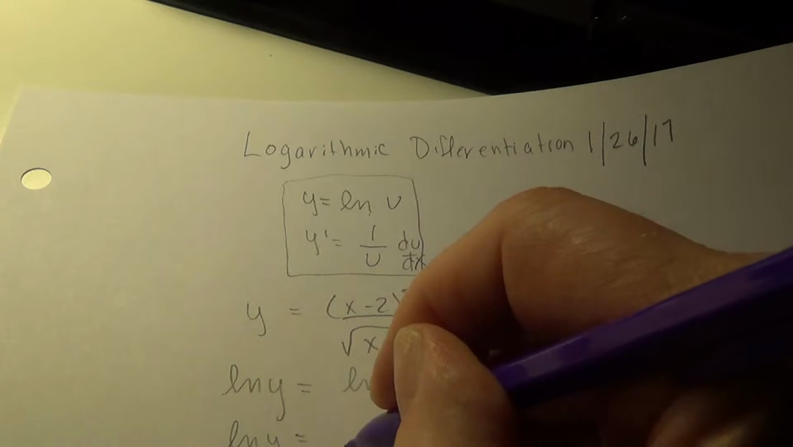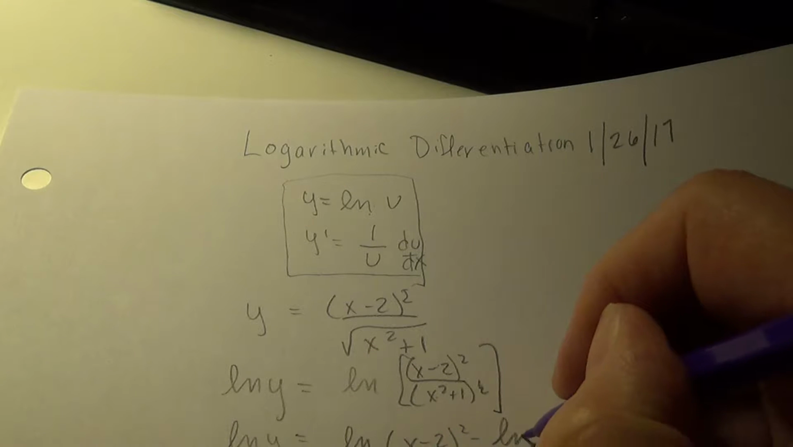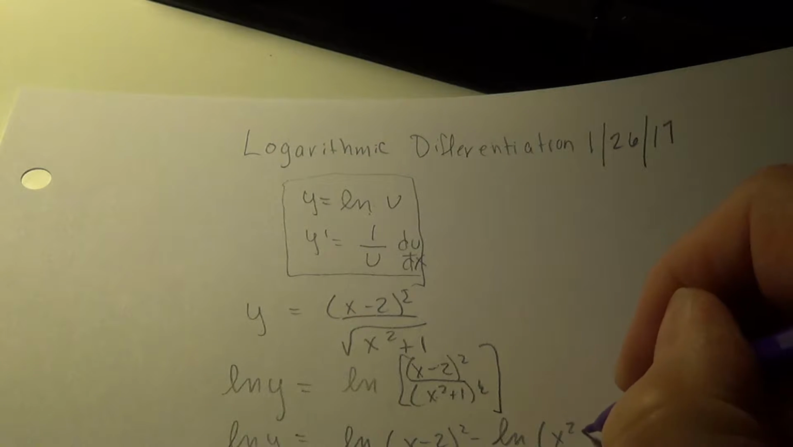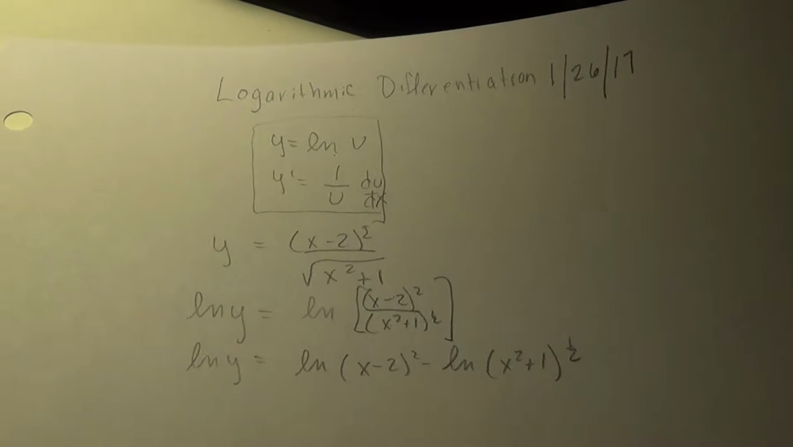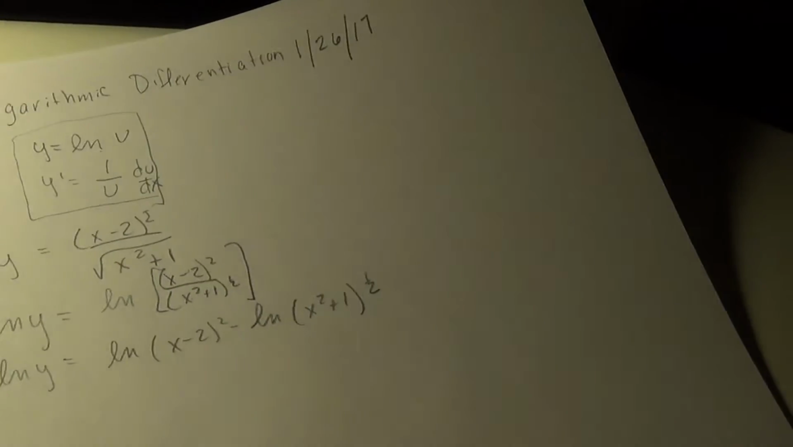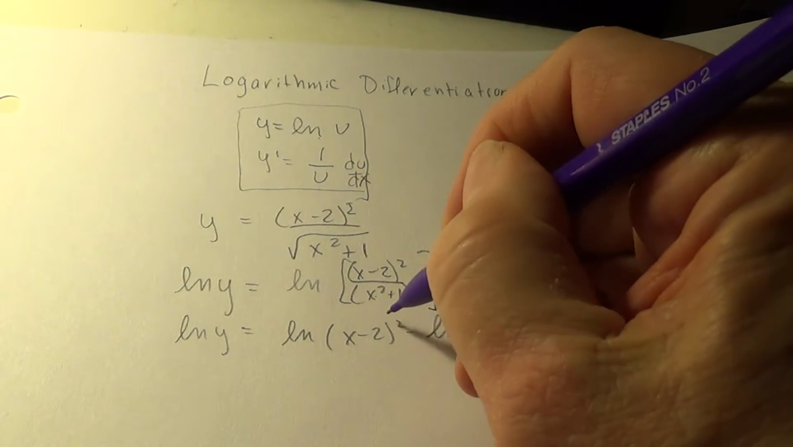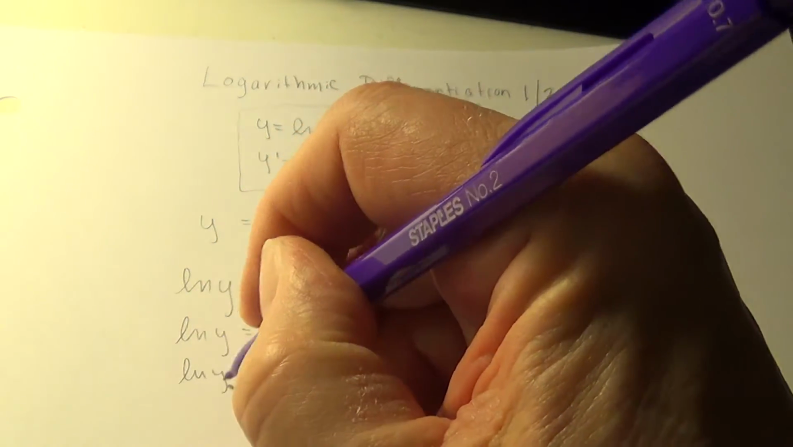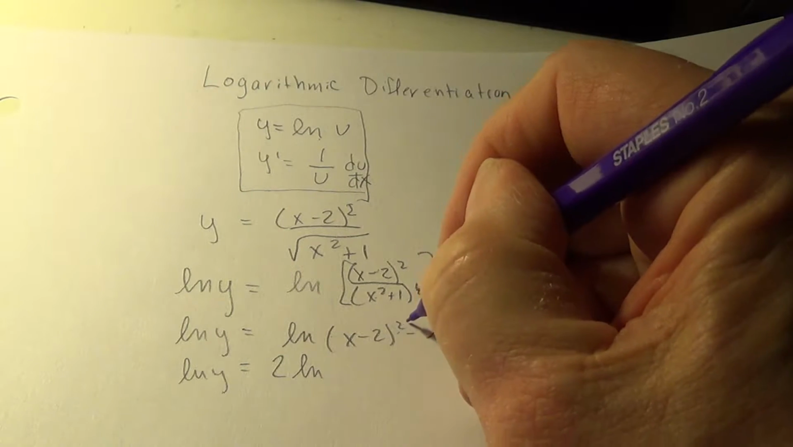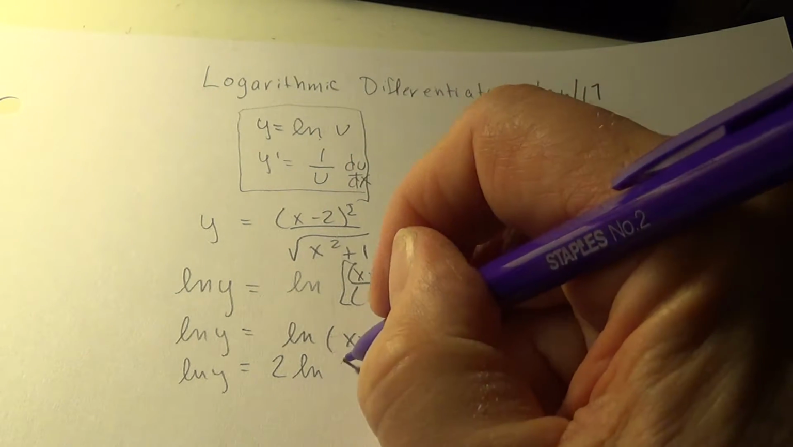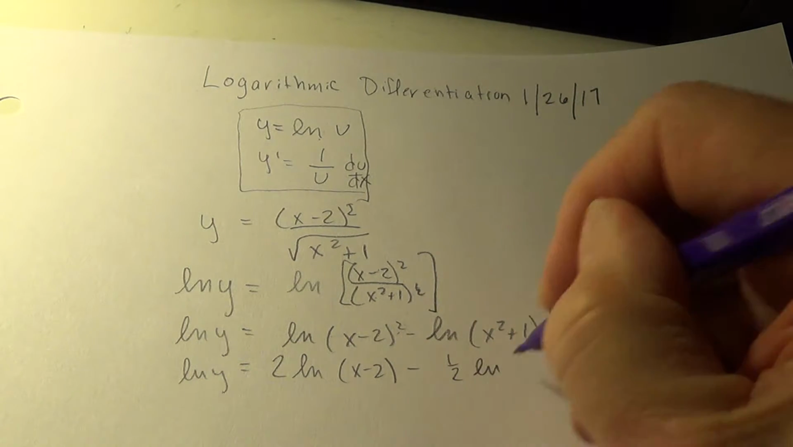So when we have a quotient, it's like taking the logarithms and changing them to a difference. Alright. And now I can continue. The 2 can run down in front this time. When the whole argument has a power here, it can run down in front. And this one can as well.